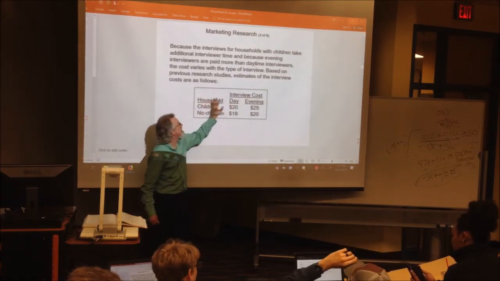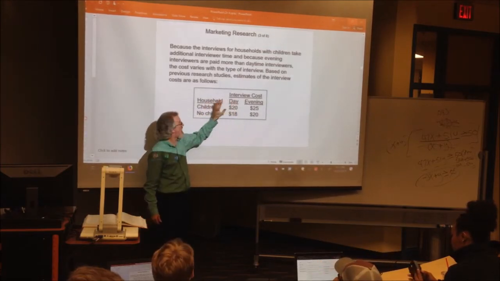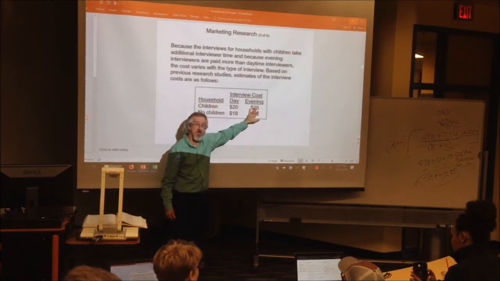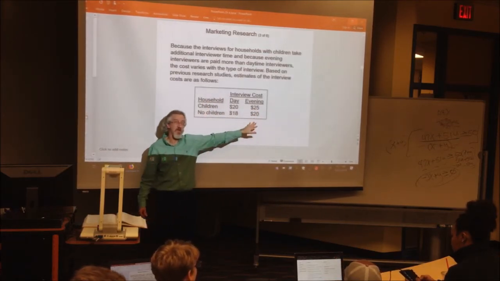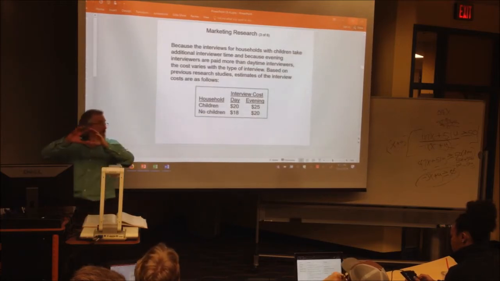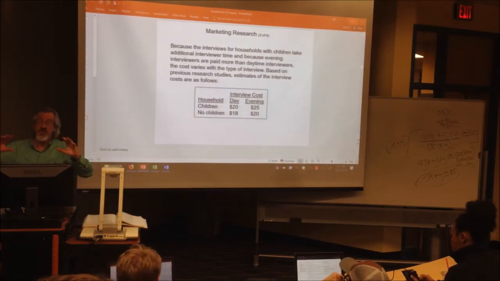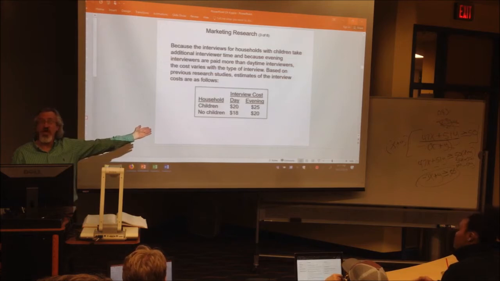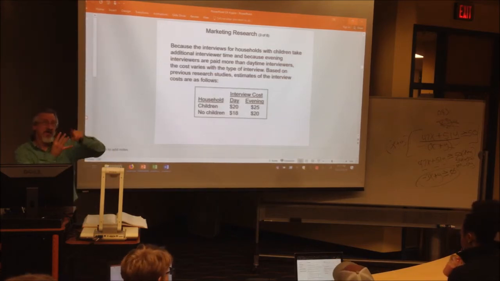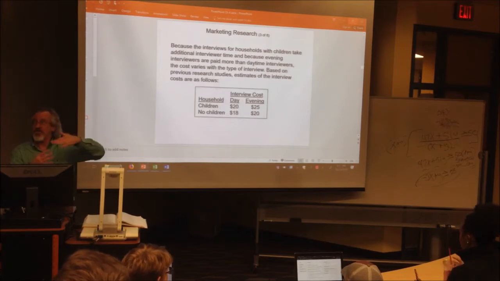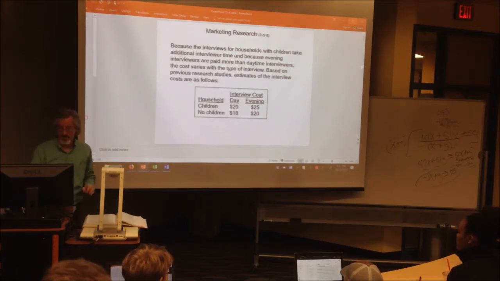Household that has children, and the interview was done during the day. Household with children, the interview is done at night. Household without children during the day, household without children at night. We have to figure out, out of those 1,000 interviews, how many will be in each of those 4 categories. And that's why there are 4 decisions in this exam: how many during the day, at night, for each.